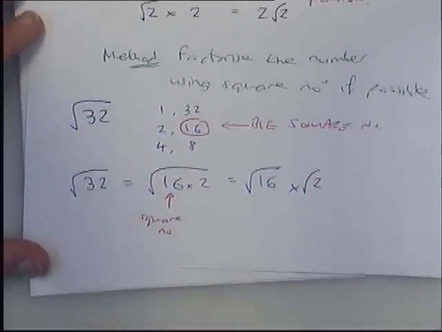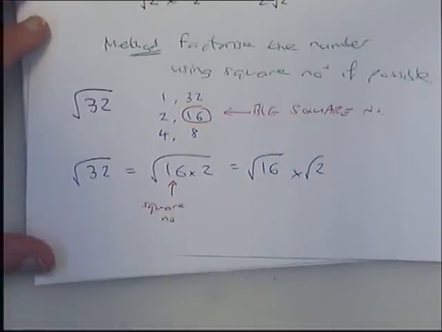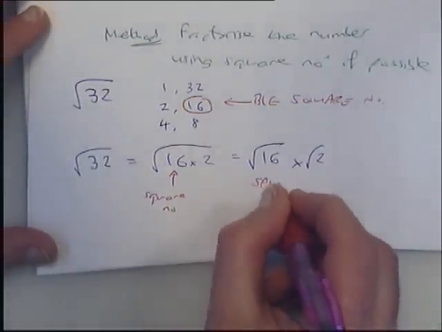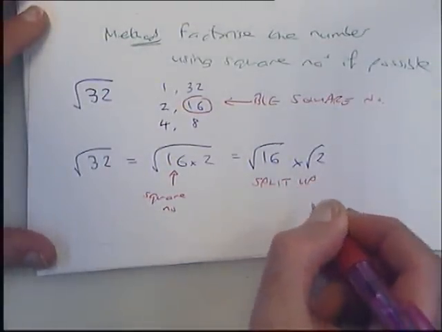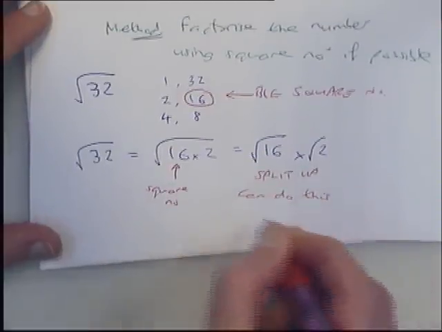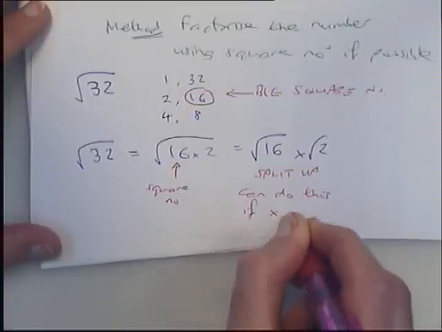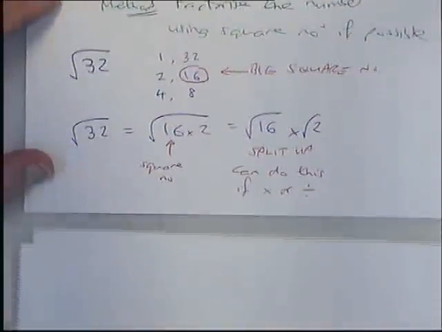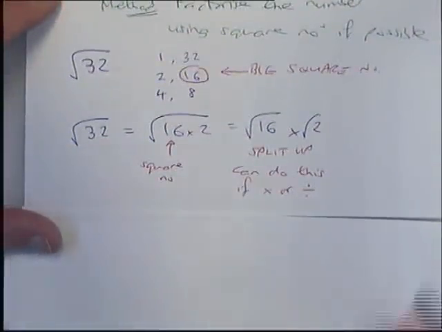So this splitting up here works when you are timesing, and it works when you're dividing. It does not work for adding and taking away. So the process we used here was we split up, and we can do that. We can do this if we are timesing or dividing. We cannot do that if we're adding or taking away. And we'll do an example just to show that in a minute.